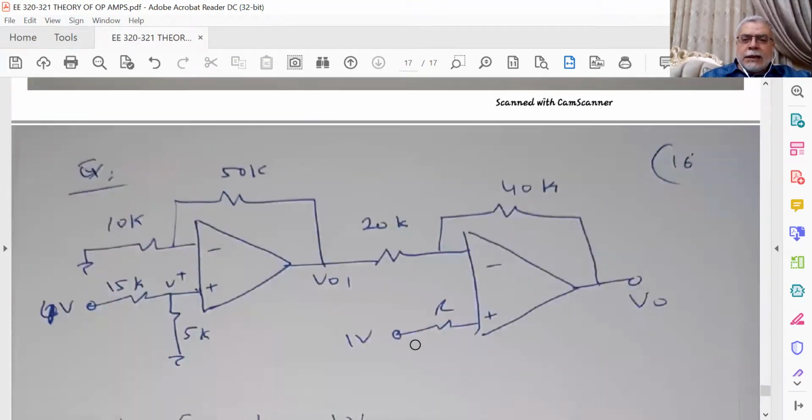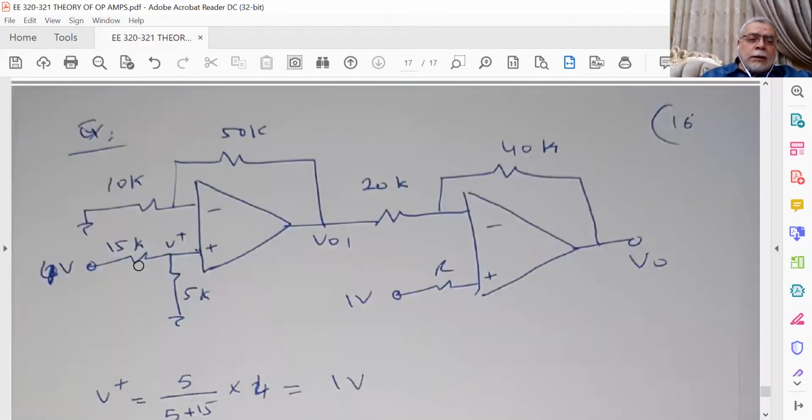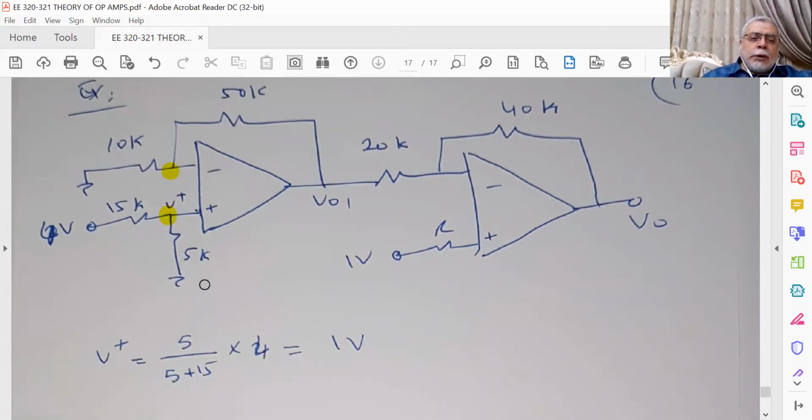A second example here, when I have a voltage divider at the input. So don't forget that in order to get a non-inverting mode calculation, we need 1 plus RF divided by R1 multiplied by the V plus, because we took V plus equal to V minus. So it is V plus that is the value required for the calculation. So here we need to calculate the value V plus before applying 1 plus RF divided by R1.